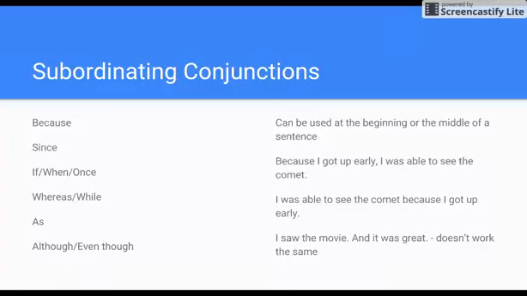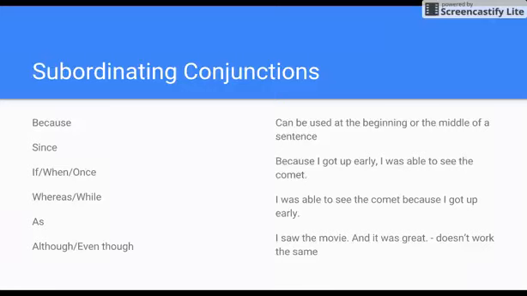The last example shows you why we can't use and at the beginning of the sentence. If I say, I saw the movie, period, and it was great, the word and refers to the first sentence. It's adding something to the first sentence. Okay? Whereas because, since it's a subordinating conjunction, is referring to the sentence itself.